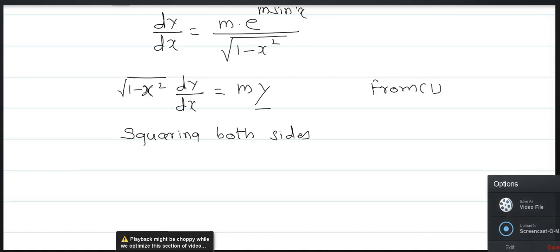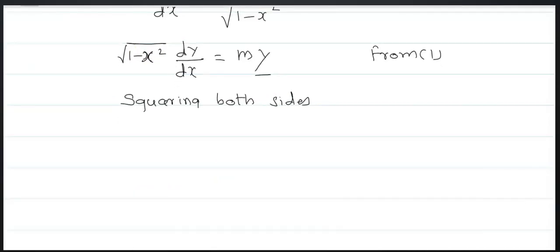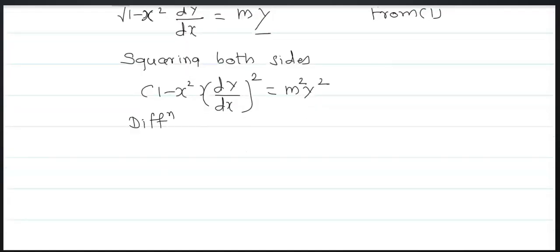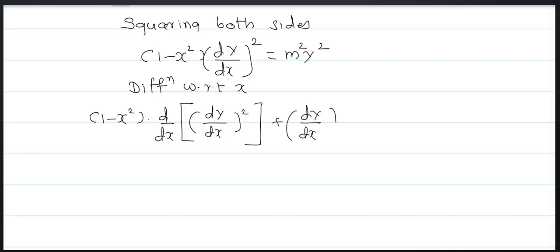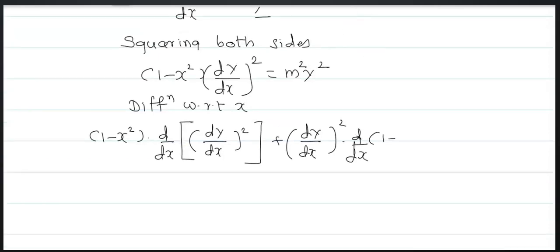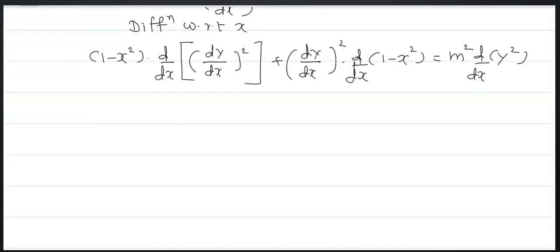Now squaring on both sides. It is root of 1 minus x square squared here, and the value of e raised to m sin inverse of x is y. Squaring on both sides, you will get (1 minus x square) into (dy by dx) bracket square is equal to m square y square. Now differentiate this again with respect to x. Apply the product rule to the left hand side: 1 minus x square as it is and d by dx of (dy by dx) bracket square, plus (dy by dx) bracket square into d by dx of 1 minus x square is equal to m square and the derivative of y square.